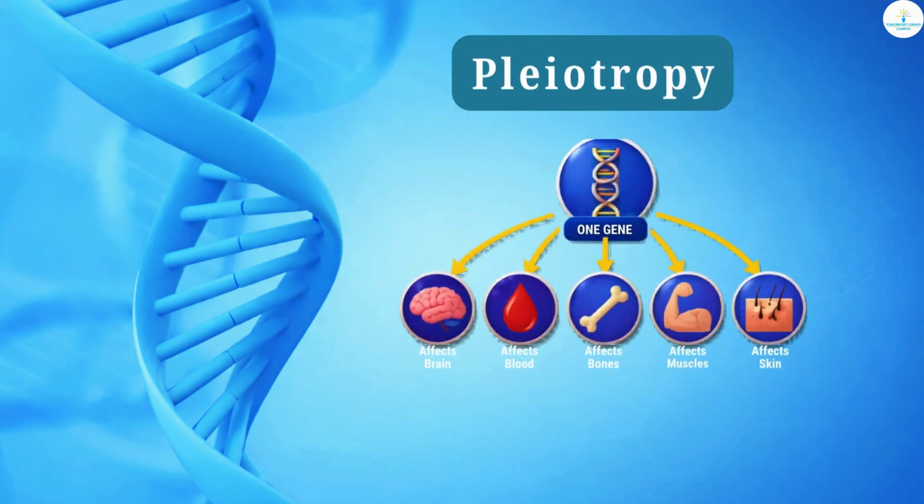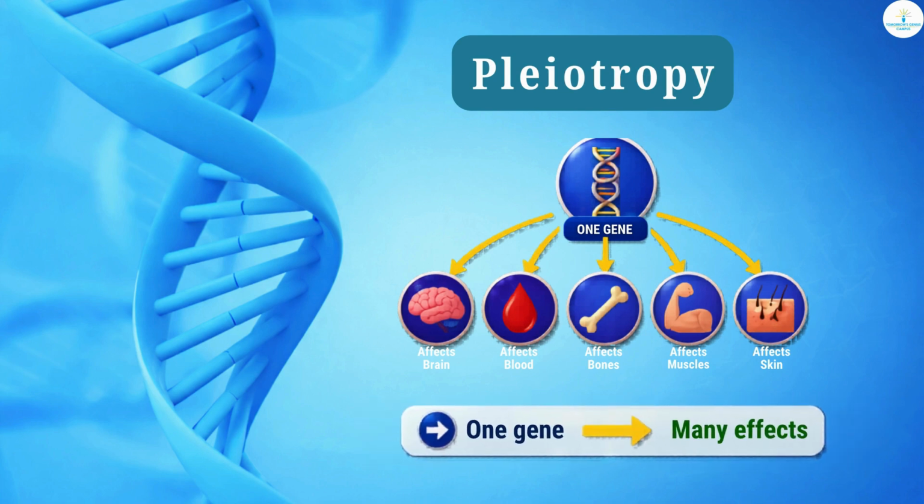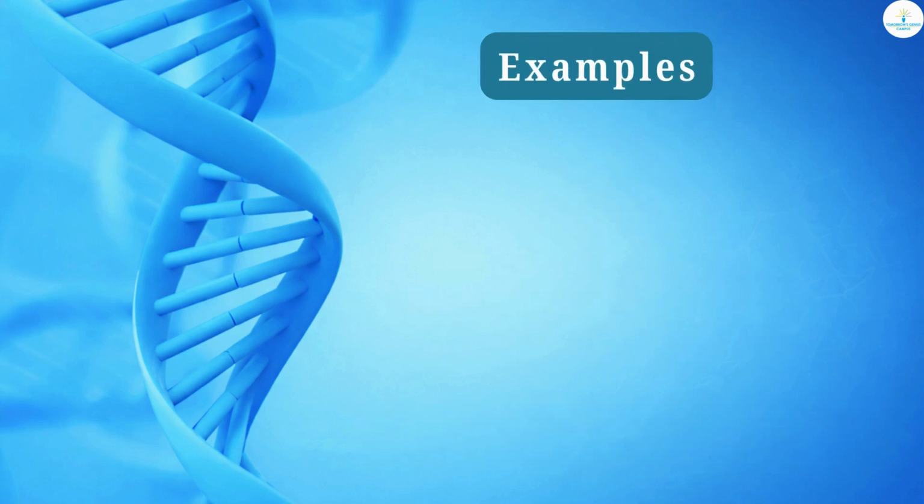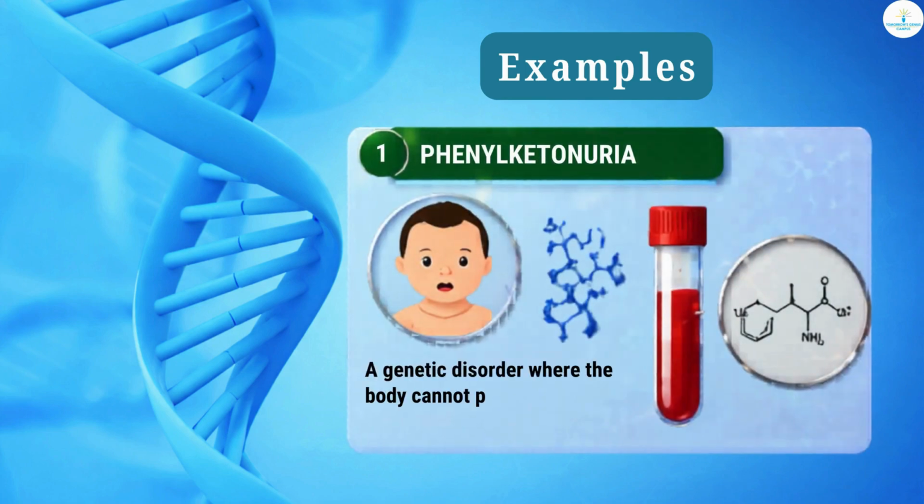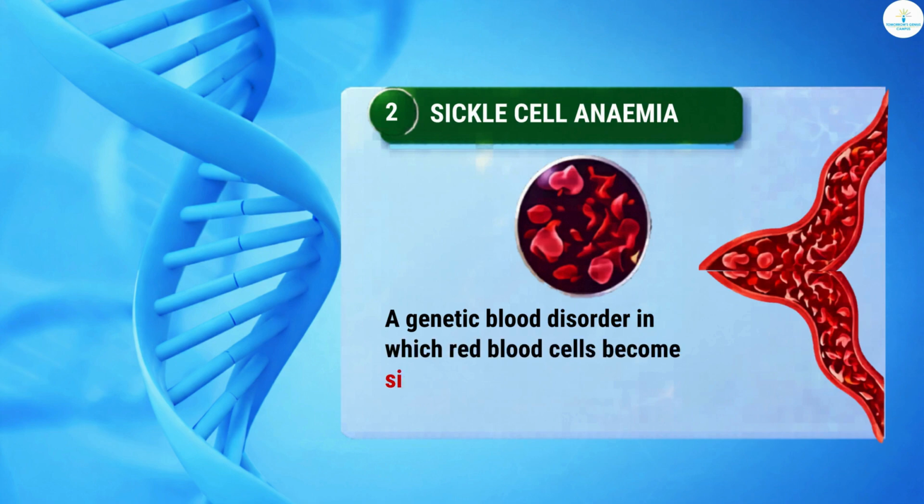Pleiotropy is when a single gene controls multiple traits. It is often described as one gene, many effects. Example 1: Phenylketonuria. Example 2: Sickle cell anemia.